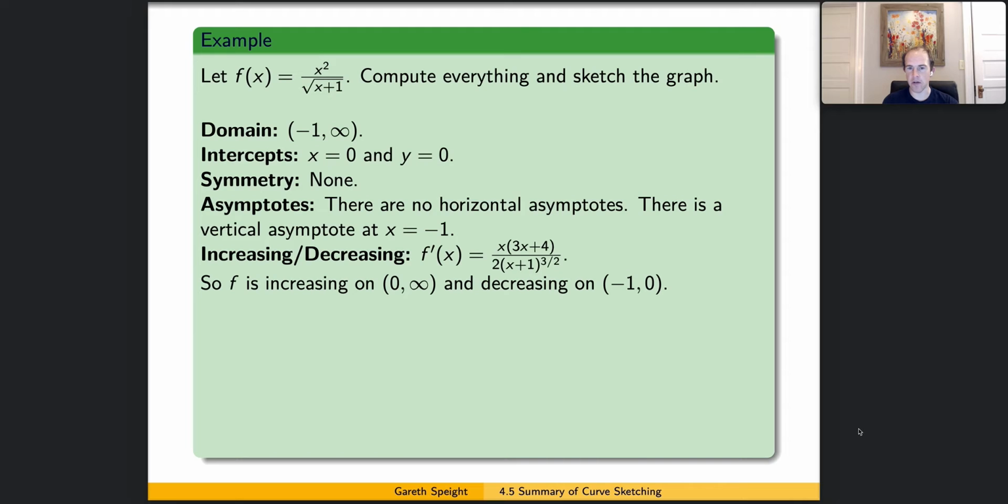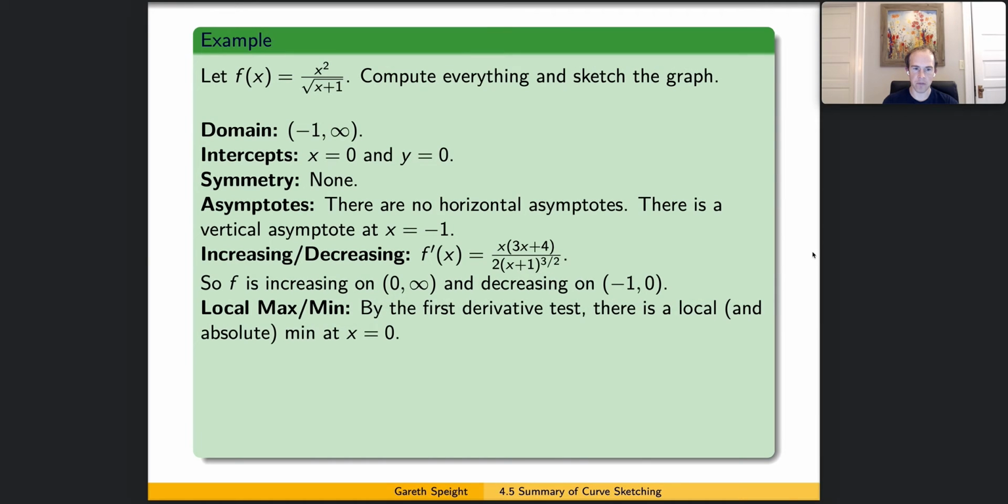If x is bigger than 0, then all the factors are positive. So f prime is positive, so we're going to be increasing. If x is less than 0, but remember we still have to be bigger than minus 1 to stay in the domain, then the x is going to be negative. The 3x plus 4 will be positive. The bottom will be positive. We have one negative, so that's going to be negative. So f prime is going to be less than 0. It's going to be decreasing.